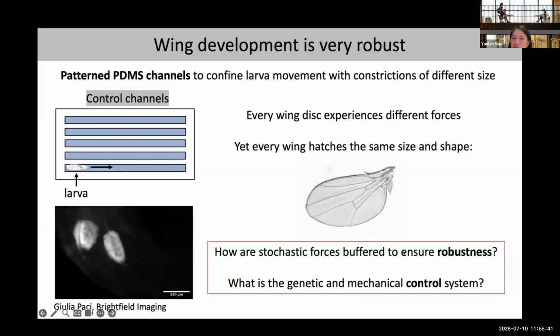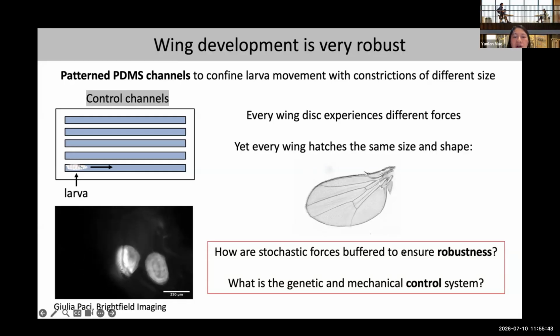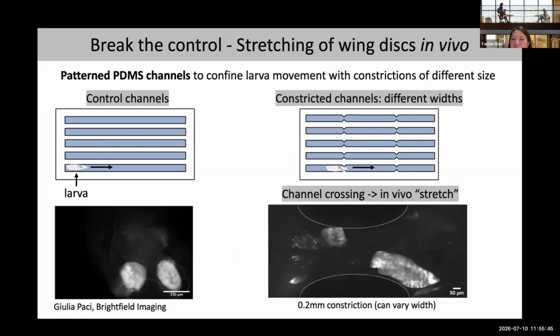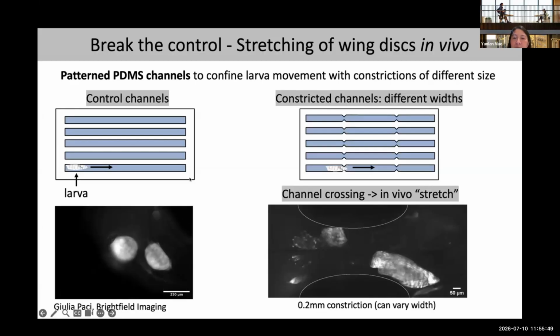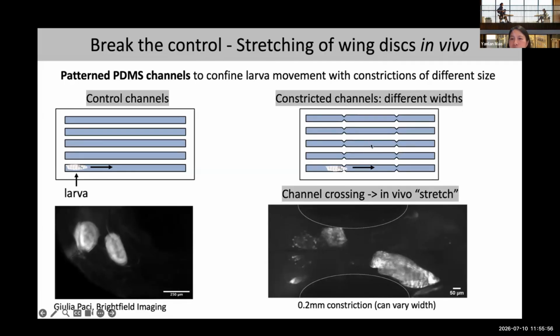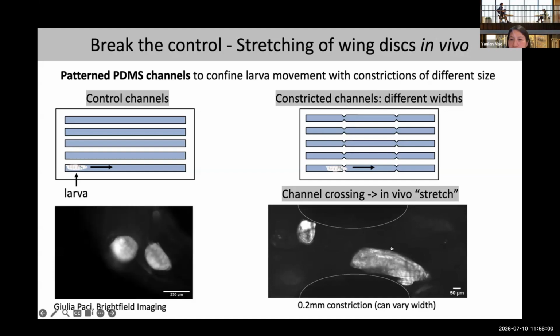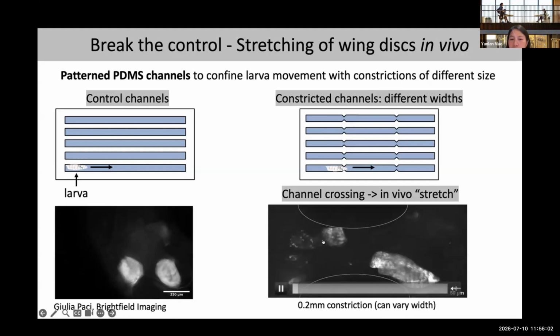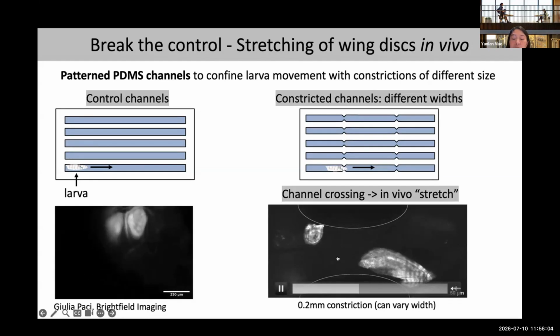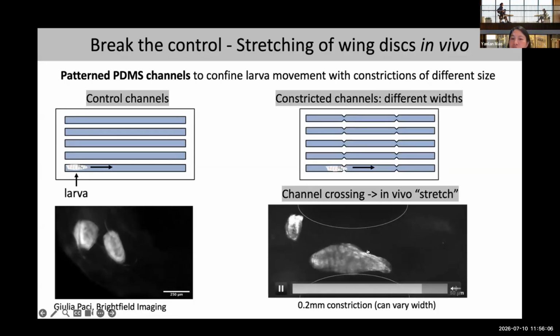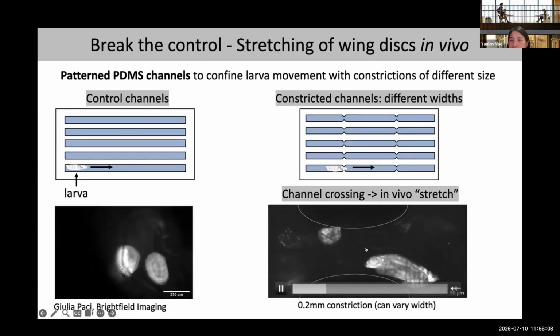So how do you actually buffer these, right? And so what we've been trying to do to understand is to try to break this force in vivo now. And so this is a normal wing, but we've been making channels where we make these larvae crawl through these very tight constrictions every few millimeters. And as a result, every time the larvae crawls through constrictions, the internal organs, such as the wing disc, get stretched, sometimes more than 100% in this, what we call in vivo stretching devices.